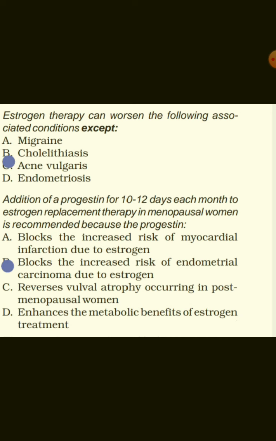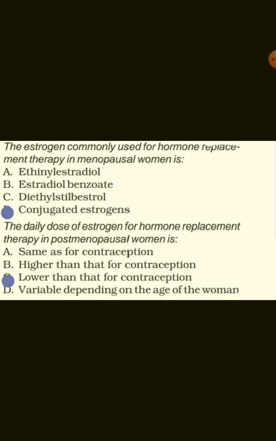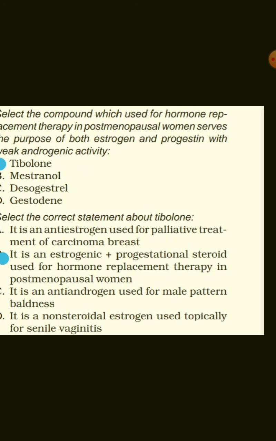Addition of progestin for 10 to 12 days each month to estrogen replacement therapy in menopausal women is considered because the progestin blocks the increased risk of endometrial carcinoma due to estrogen. The estrogen commonly used for hormone replacement therapy in menopausal women is conjugated estrogen. The daily dose of estrogen for hormone replacement therapy in postmenopausal women is lower than that of contraception.